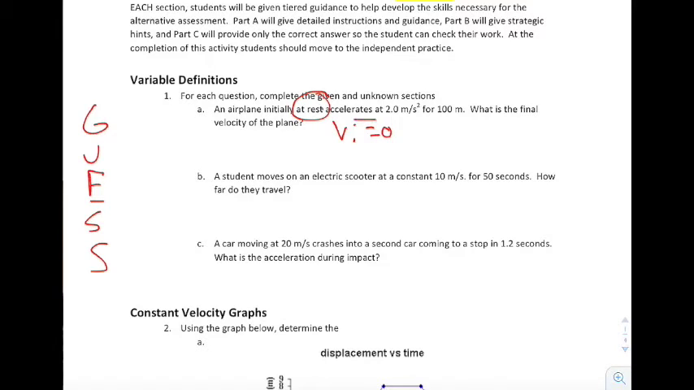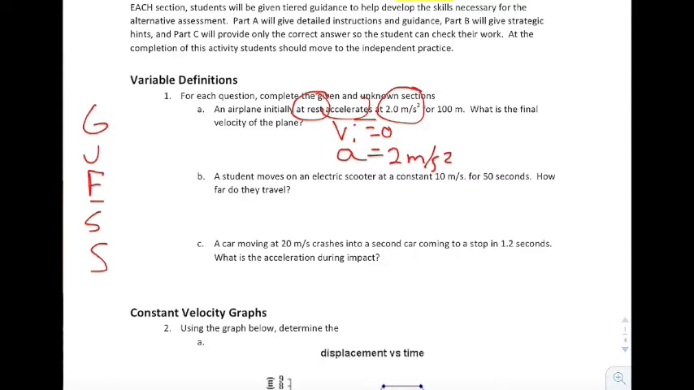Accelerates at, you have to be careful when you see accelerates, because a lot of times they'll say accelerates to and then give a velocity, or accelerates for and give you a time or a distance. But this one actually does give you the rate of acceleration. You know that because of the units, meters per second squared. So you can say acceleration is 2 meters per second squared.